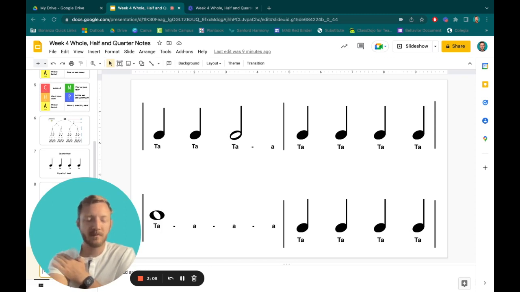Try it one more time. This time, see if you can clap. And on the whole notes, you're going to have to hold the ta, like that. Everybody ready? Let's clap it. 1, 2, ready and go. Ta, ta, ta, ta, ta, ta, ta, ta, ta, ta, ta, ta.